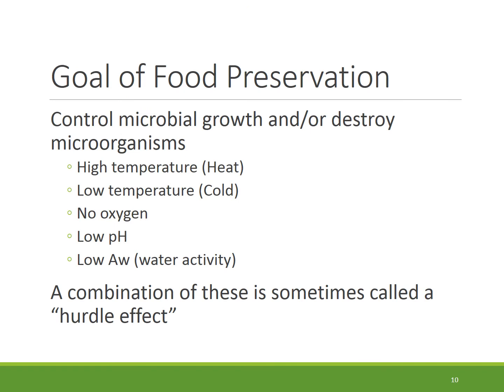The goal for any food preservation method is either to control or reduce microbial growth or to destroy the microorganisms. Sometimes only one method of preservation is used, sometimes more than one. And what I have previously mentioned is called the hurdle effect. Methods that we will discuss in detail throughout this educational series are using high temperature or high heat, using low temperature or cold, removing oxygen, lowering pH, or lowering the water activity. And again, to reiterate, most of these are primarily to control Clostridium botulinum.